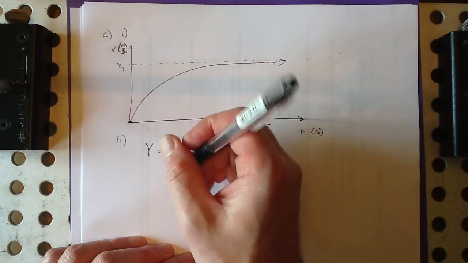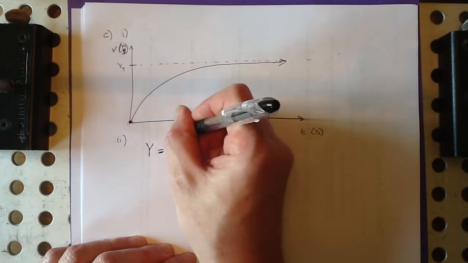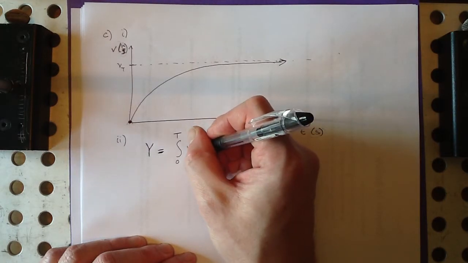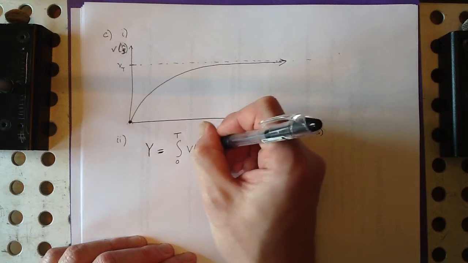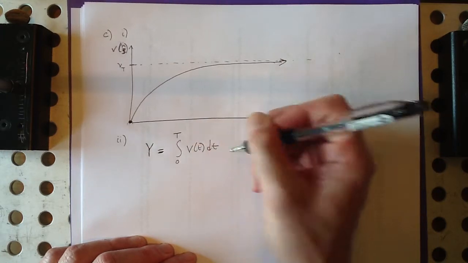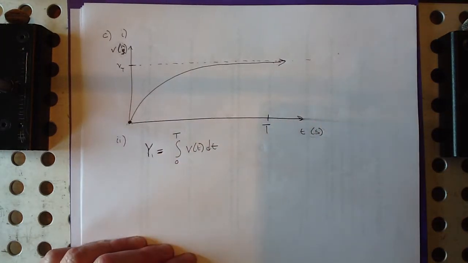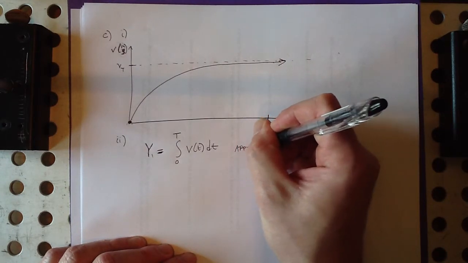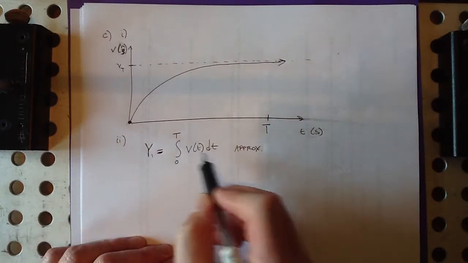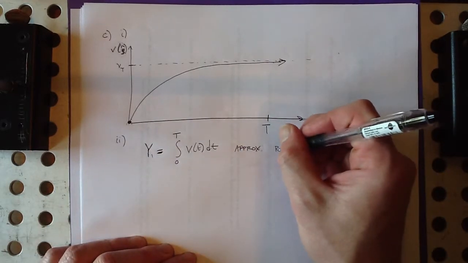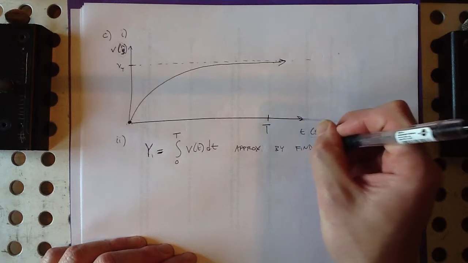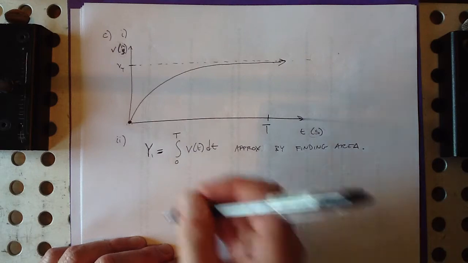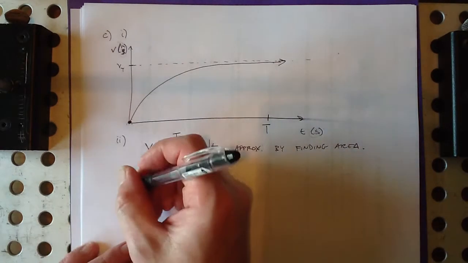So we take the integral from 0 to t of the velocity graph, and that would give us an approximation for y. I'm just going to write a little bit more because that might be enough, but I say approximate by finding area. That should satisfy them.